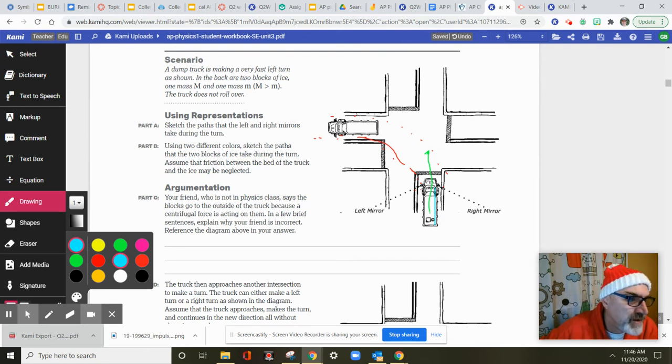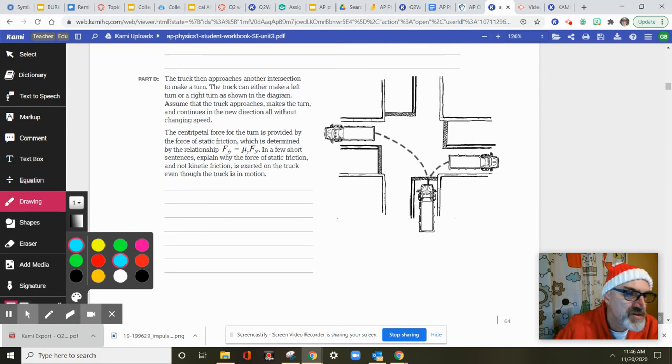All right, your friend who is not in physics class, lucky duck, says the blocks go to the outside of the truck because a centrifugal force is acting on them. In a few brief sentences, explain why your friend is incorrect. The reason the blocks appear to go to the outside is that they were moving in a straight line and will continue to do so until they run into the side of the truck, which is turning. So the blocks are moving in a straight line, but they're hitting the side of the truck because the side of the truck is there in their way.